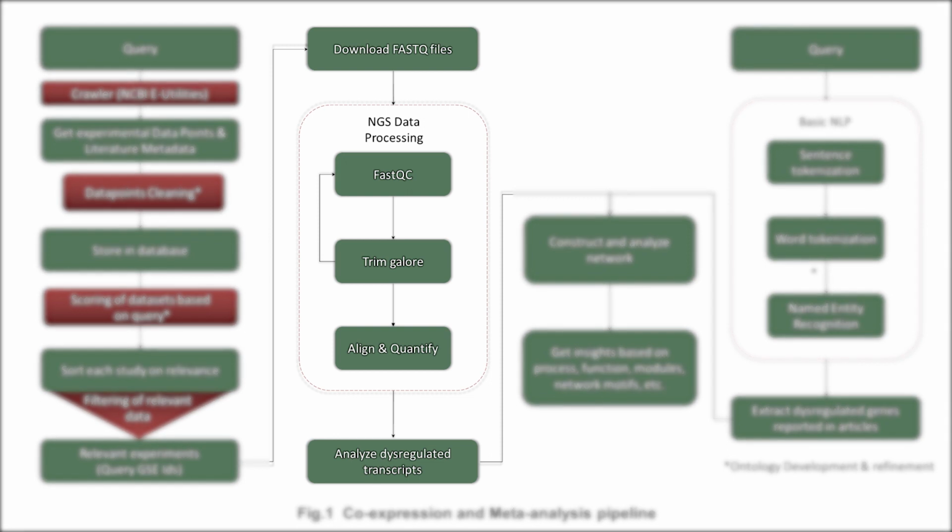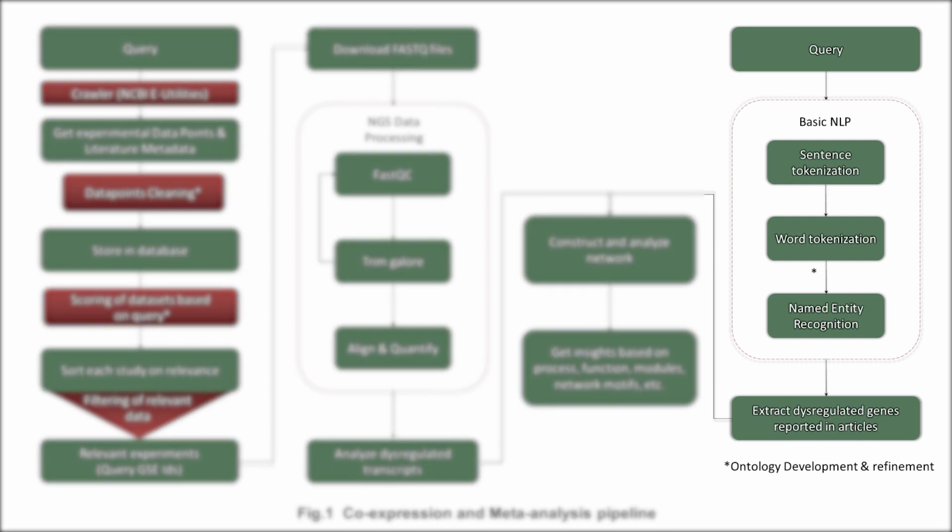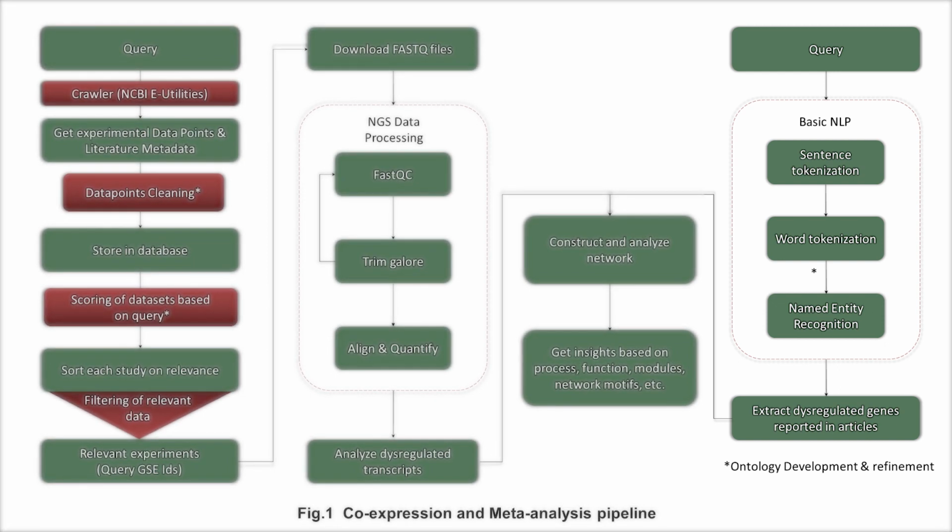Standard NGS data processing and identification of dysregulated genes from the stored RNA-seq datasets is performed by the second component, for which tools such as FastQC, TrimGalore, HiSat2, and DESeq2 will be used. The third component uses BioBERT, a transformer-based deep learning model for natural language processing of biomedical literature, using methods such as word tokenization, sentence tokenization, and named entity recognition to generate ontology terms specific to LPMOs.